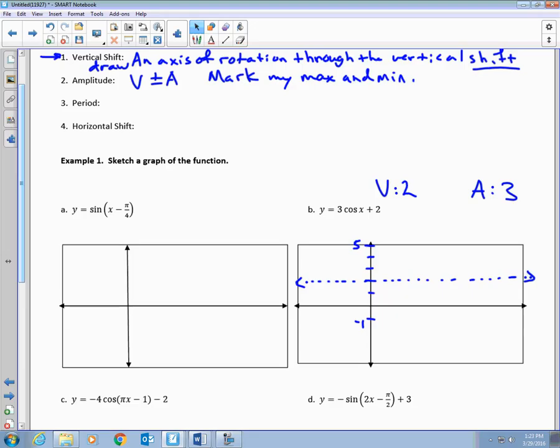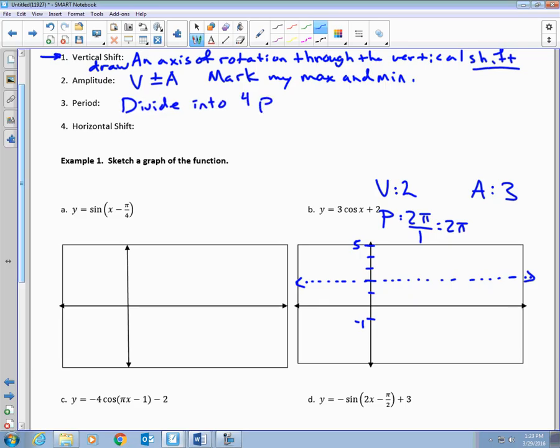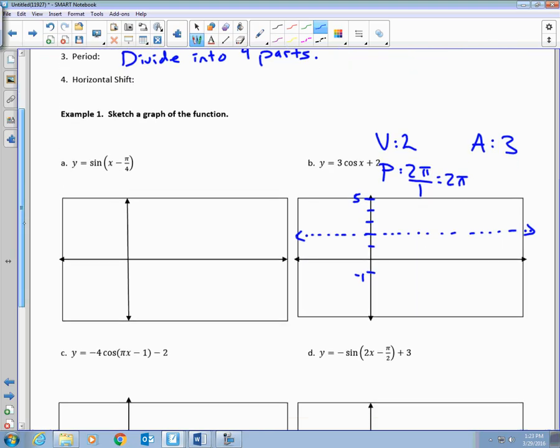Because the graph is centered at 2, if it goes up 3, it will be up to 5. If it goes down 3, it will be down to negative 1. Make sense? Okay. Period. 2 pi divided by, what's the number in front of x? 1. Period is 2 pi. We divide into how many parts? 4 parts. Why 4? 4 quadrants. Yep, very good.